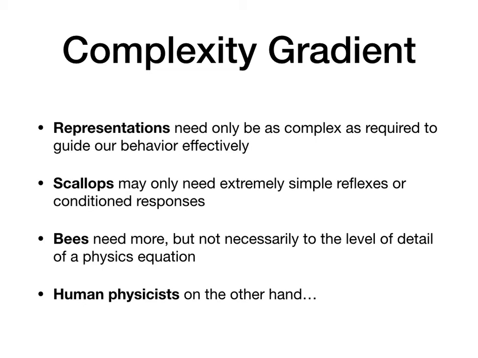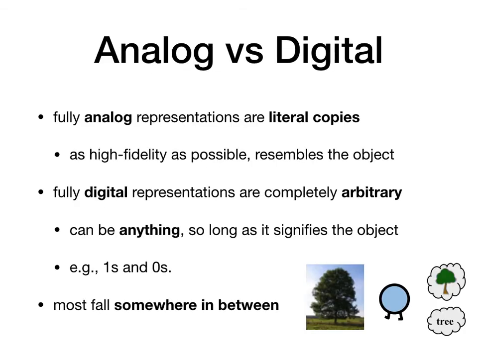Okay. So this also points us to some discussion of analog versus digital. So fully analog representations are just literal copies. As high fidelity as possible, they totally resemble the object. Whereas a fully digital representation would be completely arbitrary. Could be anything so long as it signifies the object.